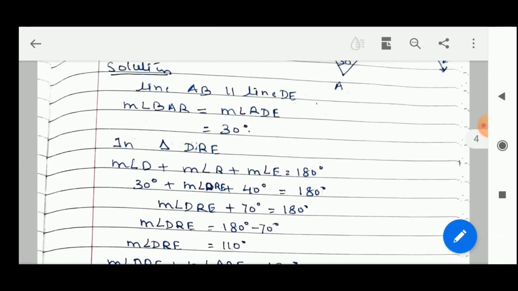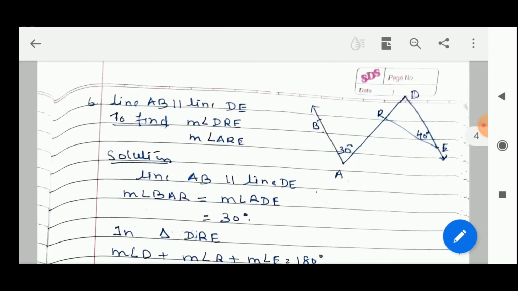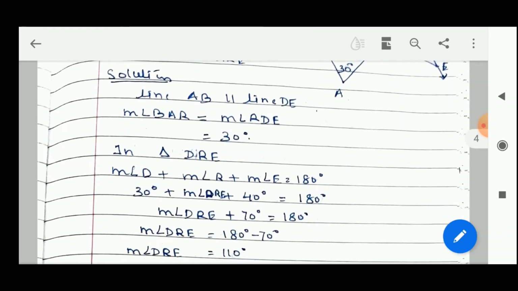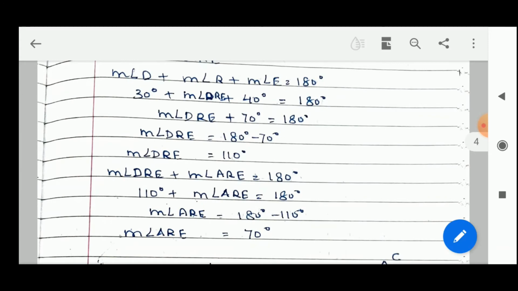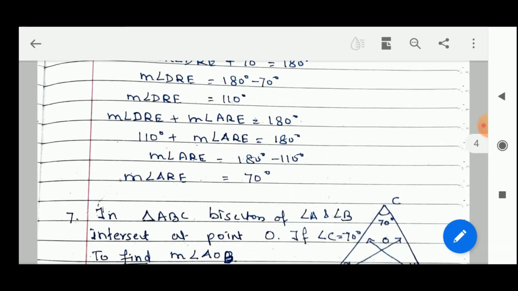Now DRE plus ARE, this is equal to 180 degree, linear pair of angles. So 110 plus angle ARE is equal to 180 degree. So angle ARE is equal to 180 minus 110, that is 70 degree.